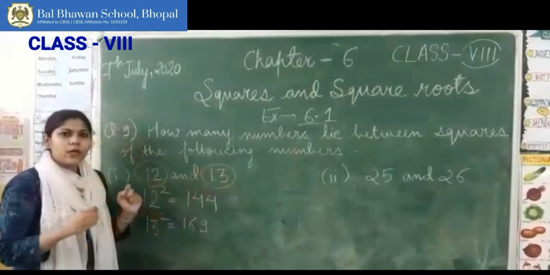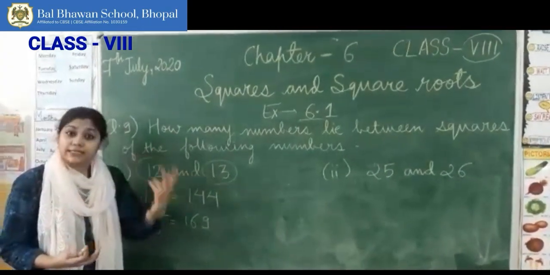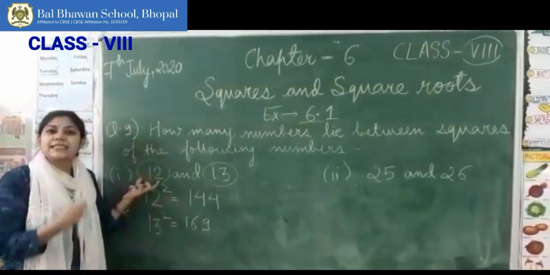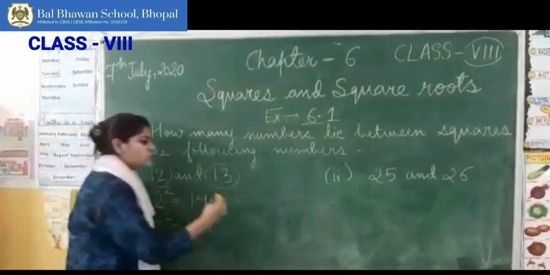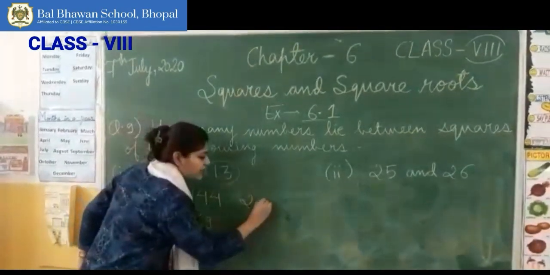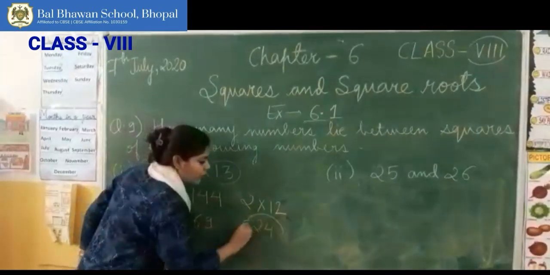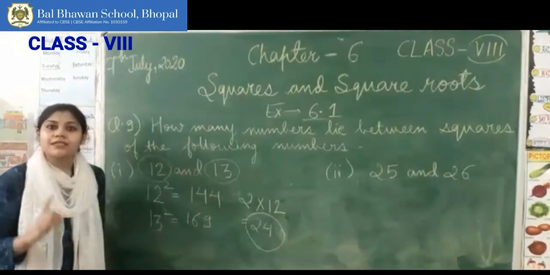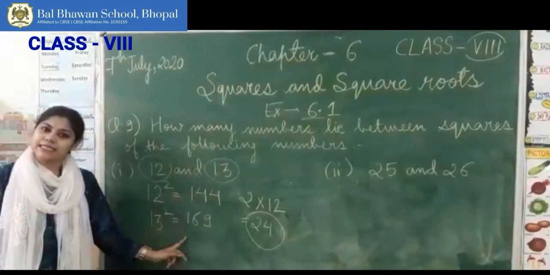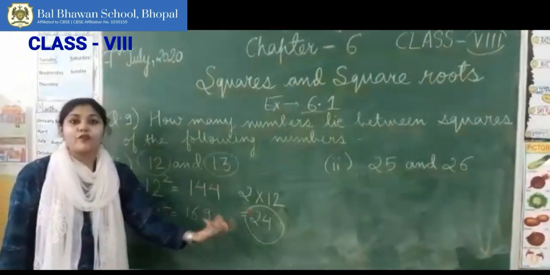Okay, what we are going to do, assume this second number. Quickly, if you have to find the numbers which lie between the squares of two consecutive numbers, then how can you do that? You just have to twice the first number. Just twice the first number. What is your first number over here? 12. So 2 times 12 will give you 24. So 24 numbers will lie between 144 and 169. You can count it on fingers, then you will realize that yes, of course 24 numbers are there.